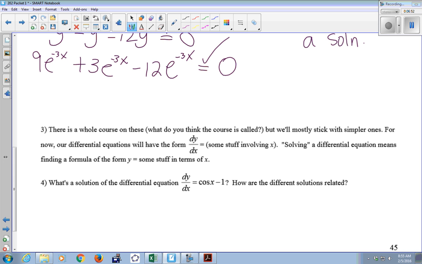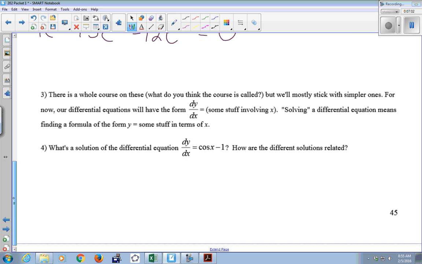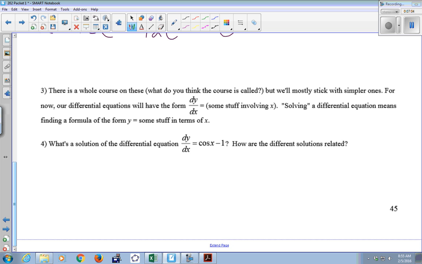Solving a differential equation means finding a formula in the form of y equals some stuff in terms of x. You're looking for a function that makes the differential equation true. So here's a simple differential equation, dy dx equals cosine x minus 1. So we're looking for a solution, right? So I'm looking for a function y whose derivative is cosine x minus 1. What do you think?